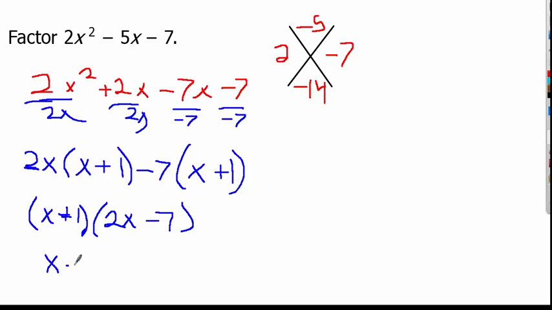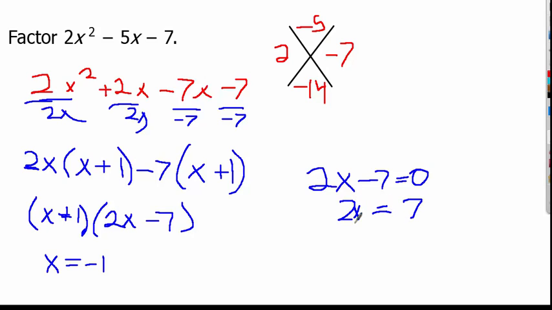So x in this first one is going to be negative 1. And if you're a little unsure, go ahead and write it out. Moving that over becomes positive 7. Dividing by 2. So I get 7 over 2. Keep it as a fraction. Keep the fraction upright, horizontal line.